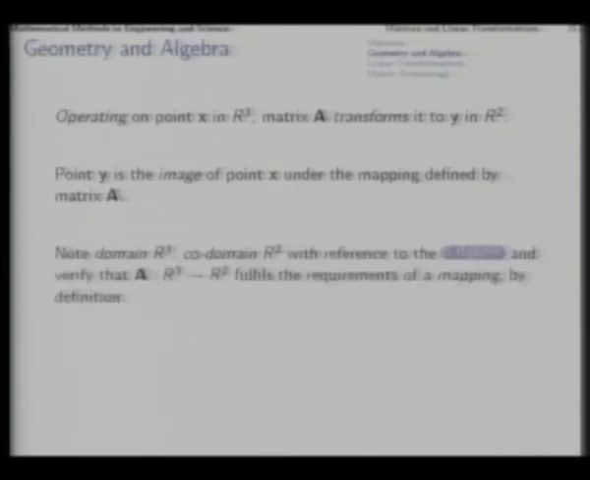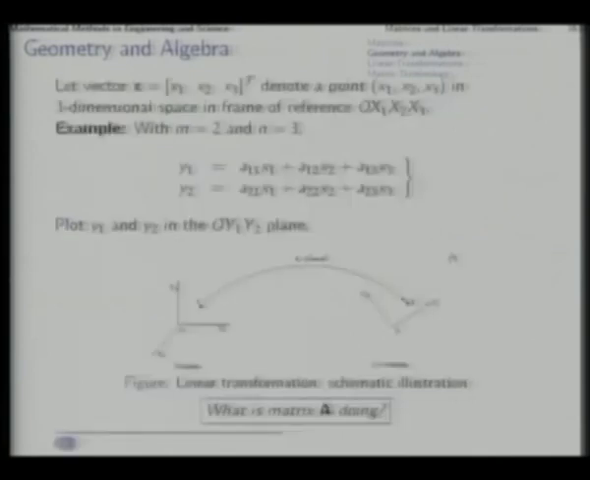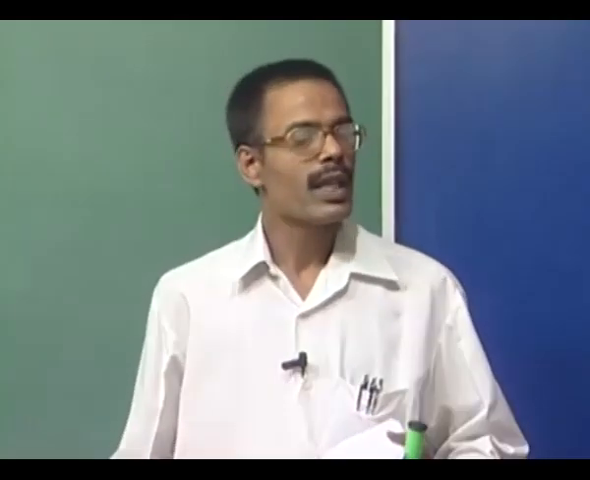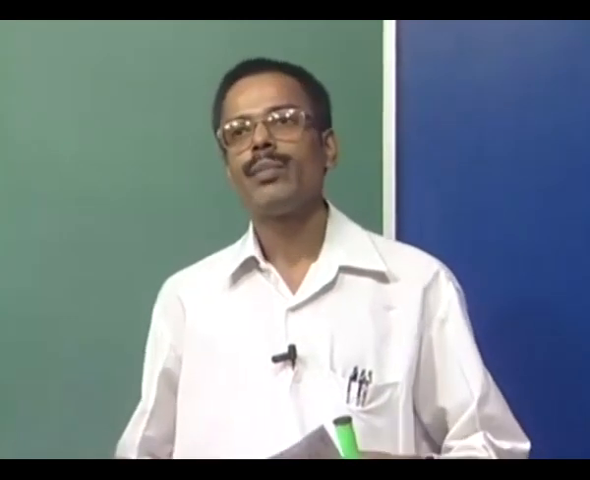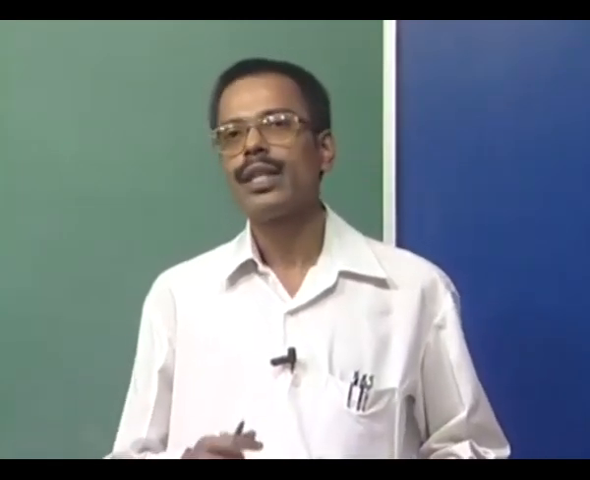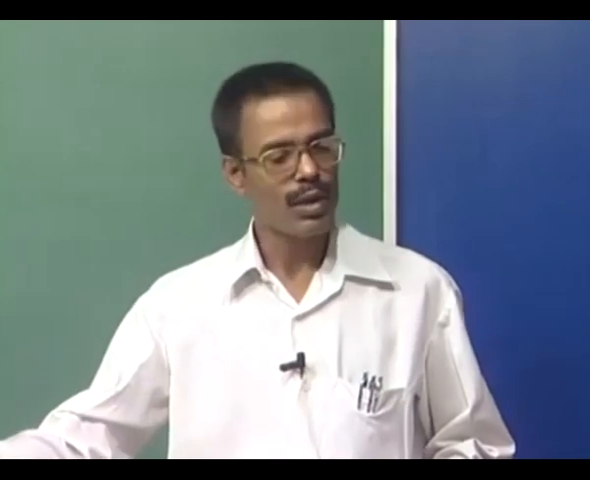Note that the domain of this mapping, R3, and the codomain, R2, can be immediately seen from the figure, and we can verify that this matrix A, this transformation from R3 to R2, does fulfill all the requirements of a mapping by definition. For the successful definition of a mapping, you will require that every point in the domain gets uniquely mapped to the codomain.